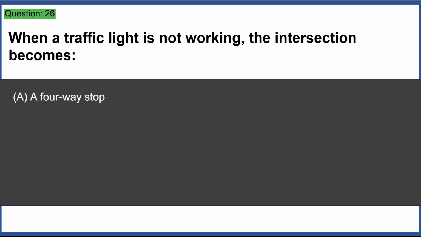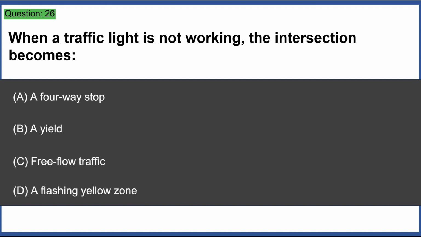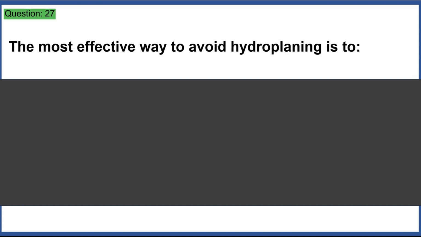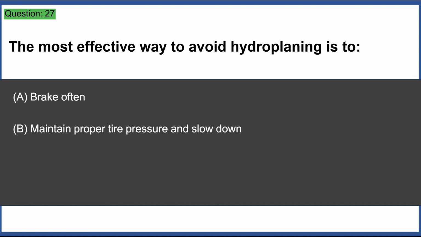A. A four-way stop. B. A yield. C. Free-flow traffic. D. A flashing yellow zone. Answer A. A four-way stop. The most effective way to avoid hydroplaning is to: A. Brake often.